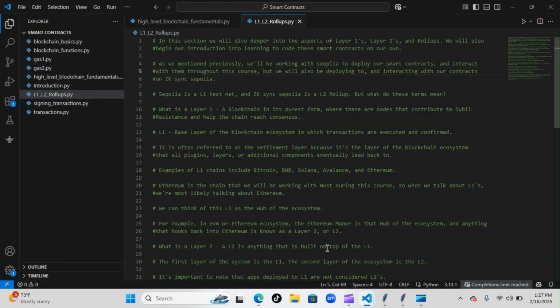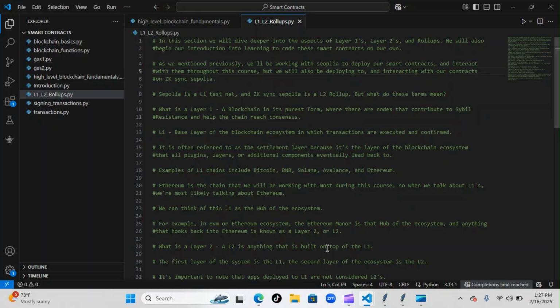So in this section, we'll dive deeper into the aspects of layer 1s, layer 2s, and rollups. We will also begin our introduction into learning to code these smart contracts on our own. As we mentioned previously, we'll be working with Sepolia to deploy our smart contracts and interact with them throughout this course. But we will also be deploying to and interacting with our smart contracts on ZKsync Sepolia. Sepolia is an L1 testnet, and ZKsync Sepolia is an L2 rollup. But what does this term mean?